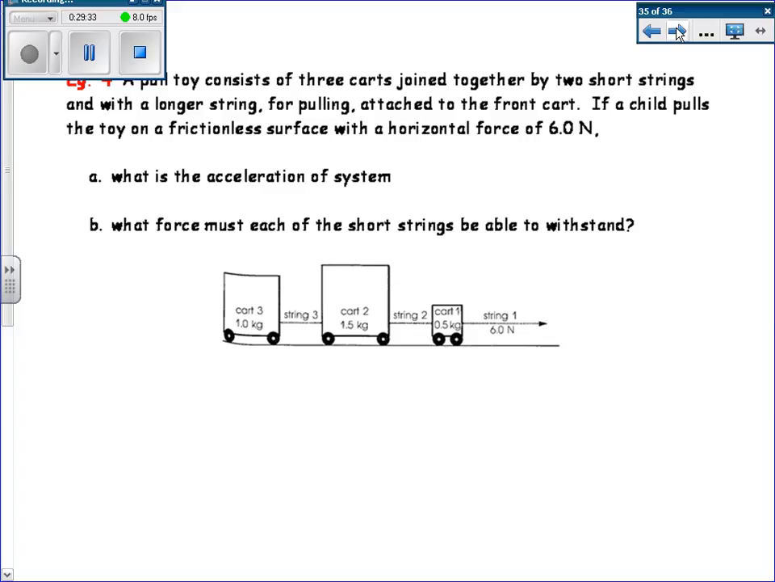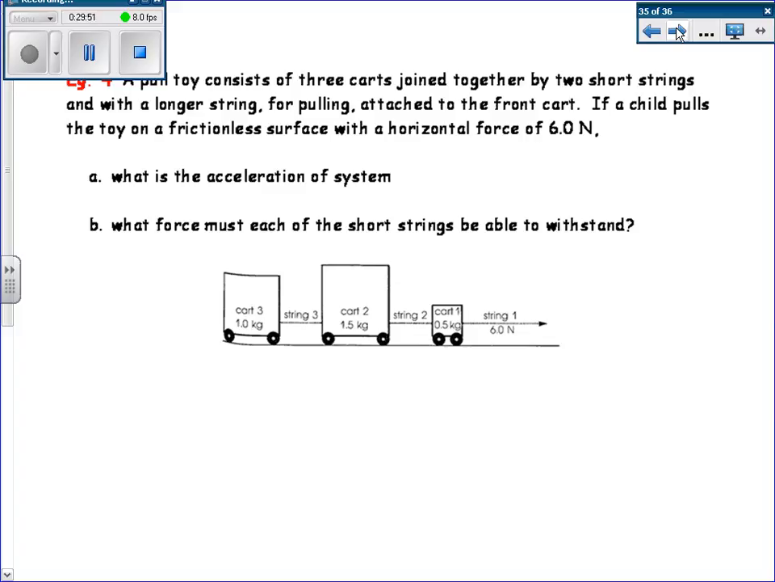So a pull toy consists of 3 carts joined together by 2 short strings, and with a longer string for pulling attached to the front cart. If a child pulls the toy on a frictionless surface with a horizontal force of 6 newtons, what is the acceleration of the system? And then what force must each of the short strings be able to withstand?